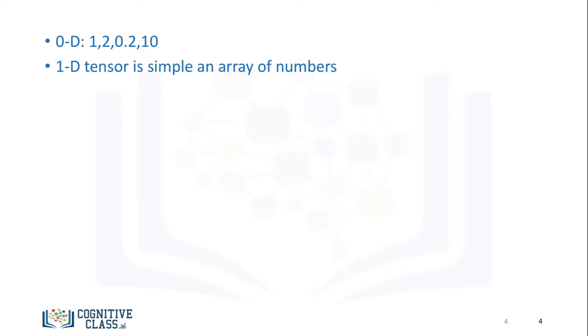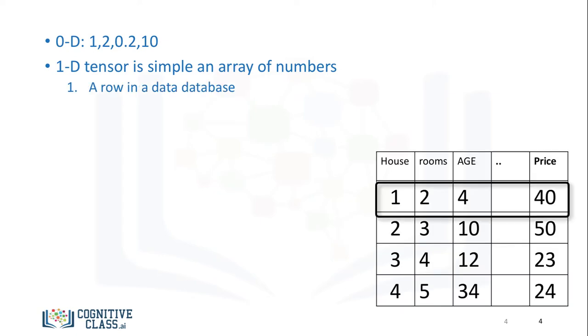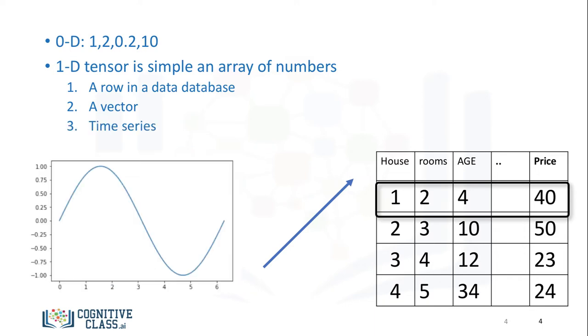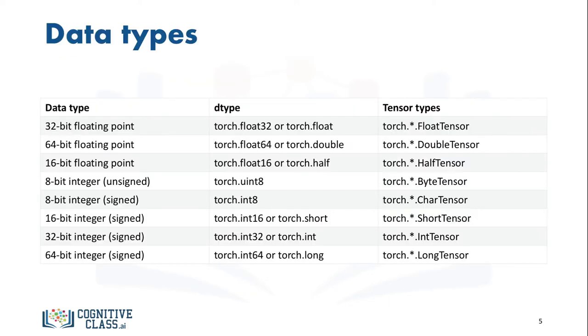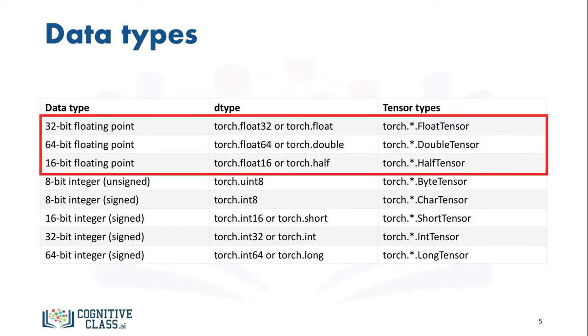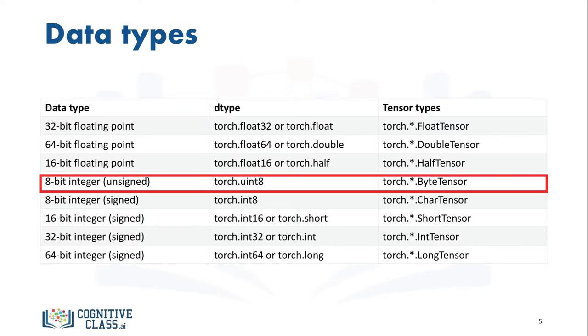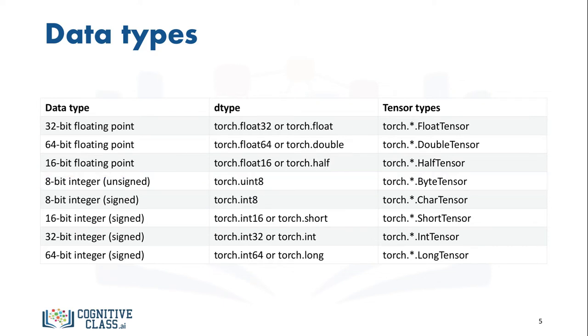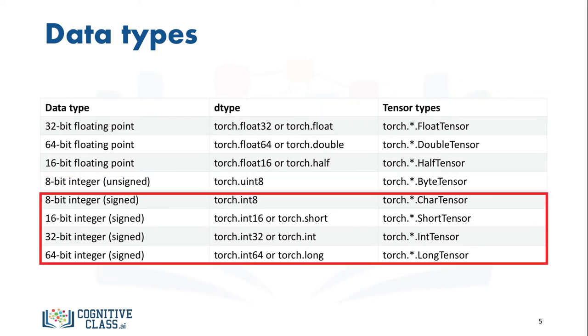A 0D tensor is just a set of numbers. For example, we have 1, 2, 0.2, and 10. A 1D tensor is a simple array of numbers. For example, a row in a database, a vector, or a time series. Tensors contain elements of a particular data type. The tensor type is the actual type of tensor. We have real numbers such as floats and doubles. We have positive unsigned integers using 8-bit images. And we have signed integers.